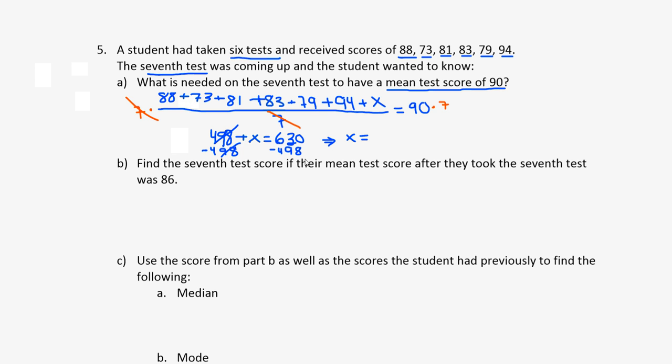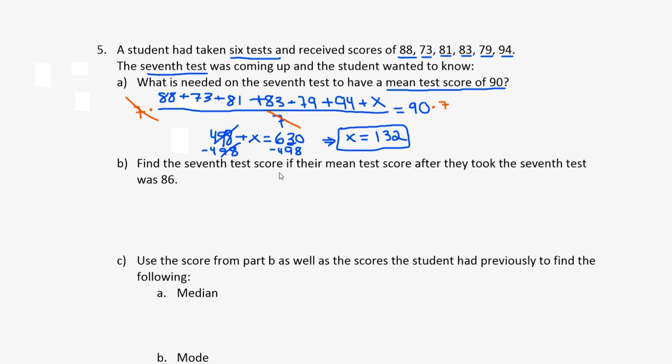is 132. And that's what's needed on that 7th test score to have a mean of 90. So hopefully this test is not just out of 100 points, because then there's no way they can get a mean of 90. And if it is, then they know they can't earn that, and then you try to find the next highest grade.